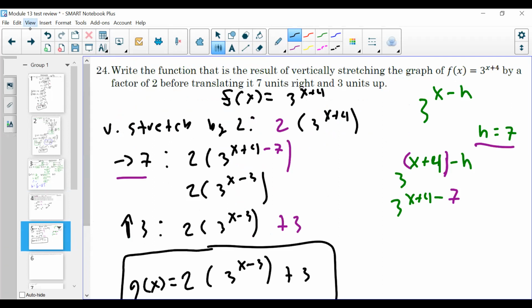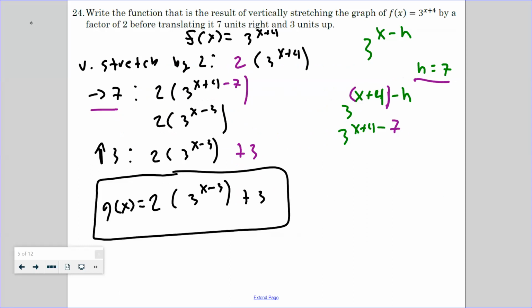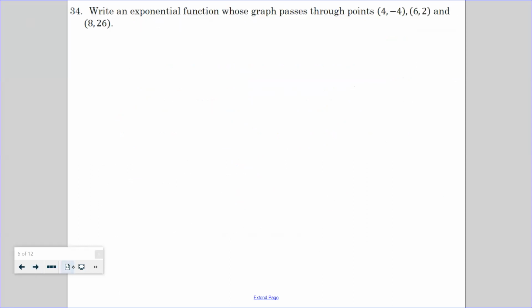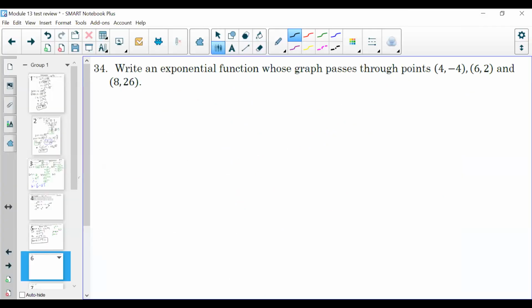All right, back to 24. Any questions here? Are we okay? Okay, then let's keep going. Write an exponential function whose graph passes through the points (4, -4), (6, 2), and (8, 26). We are on number 34.